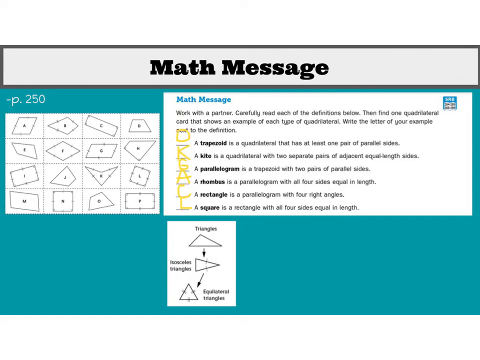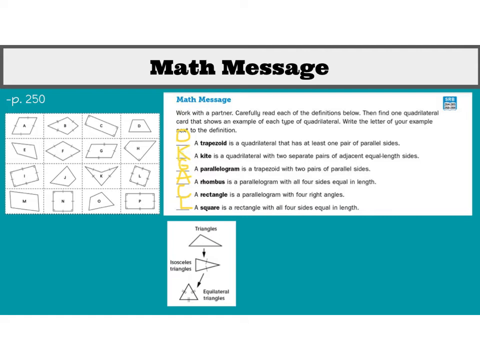And once again, here are those answers so that you can check your work. So a trapezoid is a quadrilateral that has at least one pair of parallel sides. So if we look at letter D, this side and this side are parallel to one another. These two sides are not, because they eventually do cross and intersect.